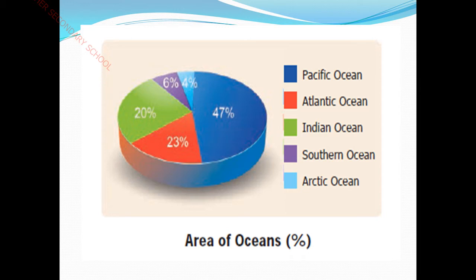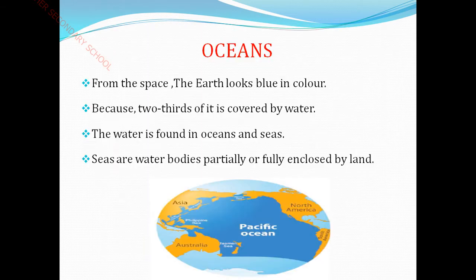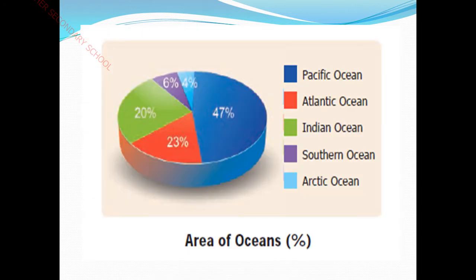And next, under the classification of landforms, you have learned about ocean. Ocean means water, a small definition. It covers two-thirds of the area of our entire planet. Water is found in the oceans and seas, the water bodies, which are partially or fully enclosed by land, as you have learned.